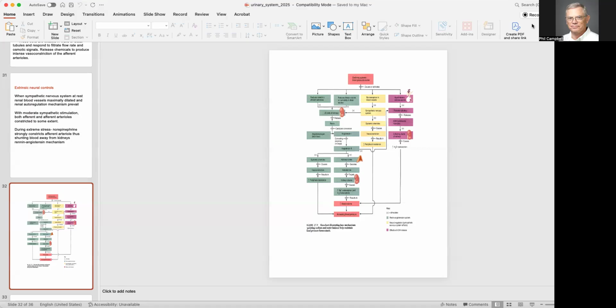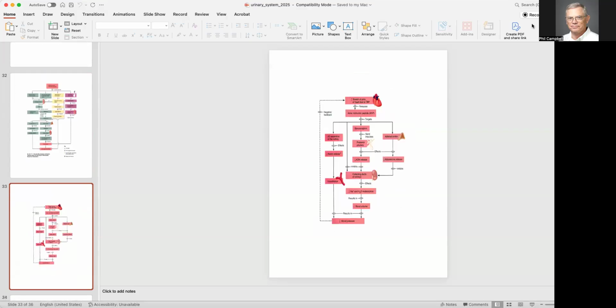Also, we can have systemic arterial vasoconstriction. We also have ADH, antidiuretic hormone, which means increased blood volume, increased pressure. So that's kind of putting it all together.